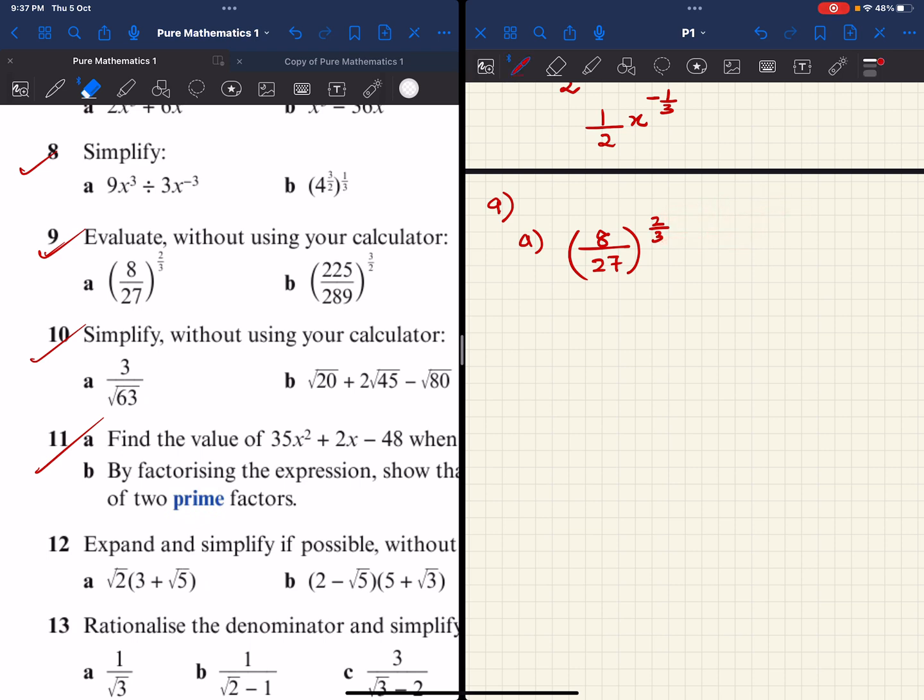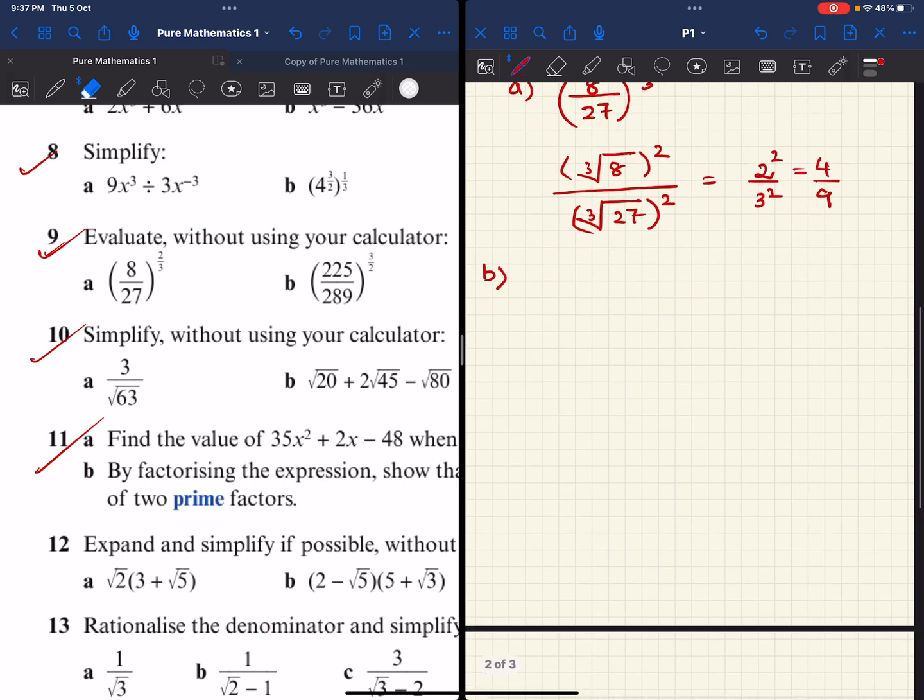So we will take cube root of 8 and then square the answer. In the denominator, we will take cube root of 27 and square the answer. Cube root of 8 is 2. 2 squared is 4. And cube root of 27 is 3. 3 squared is 9. So the answer is 4 divided by 9.